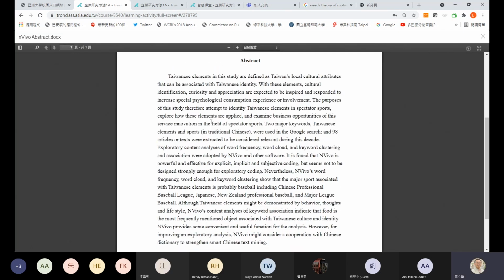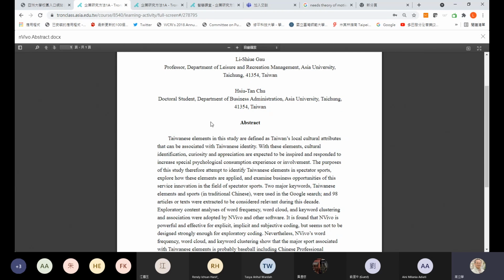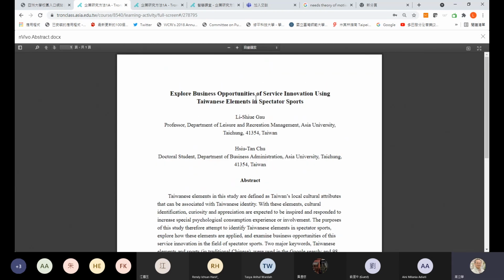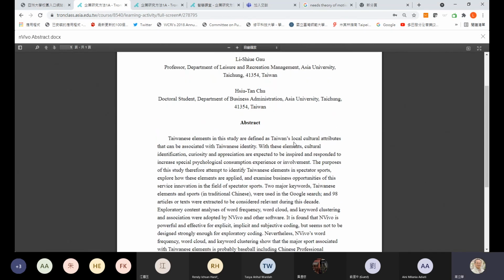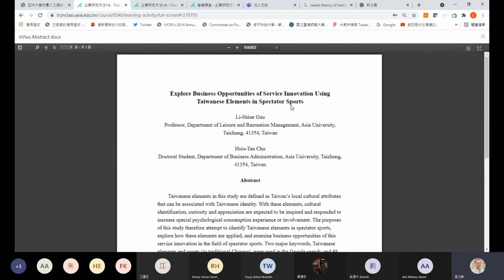For this study, we may just discuss, explore business opportunities or service innovation using Taiwanese elements in spectator sports. What do you think in this study? How many major concepts, or how many variables, do you think there are in this paper? How many major concepts or variables?